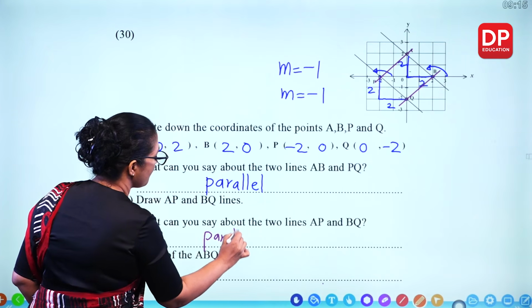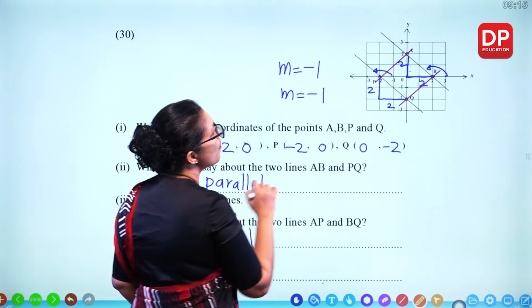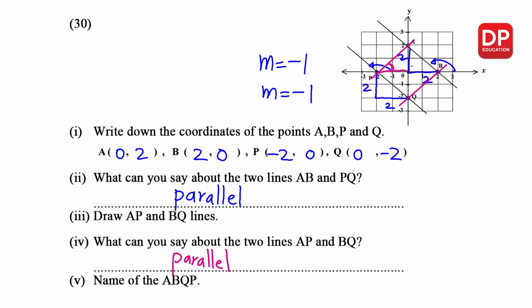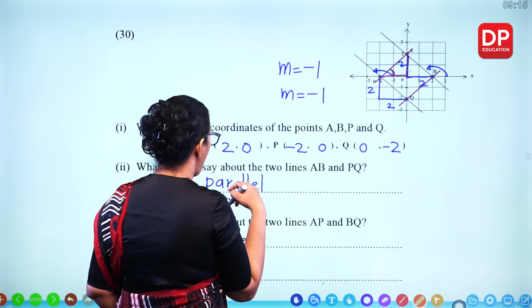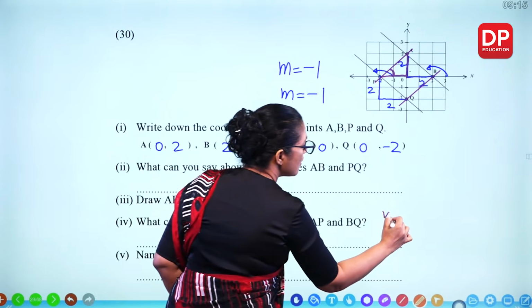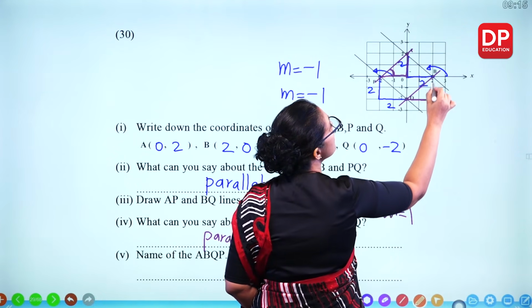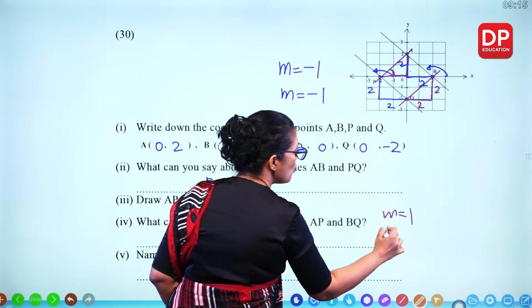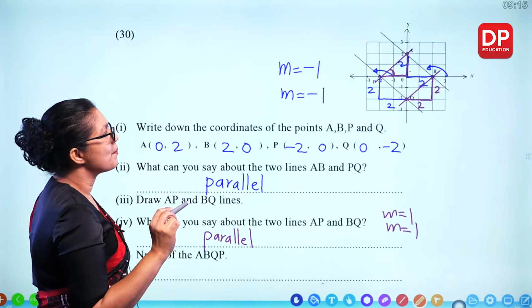You can check with the slope. Here, if this is the triangle, 2 squares and 2 squares, slope is positive 1. Here also, when you take these 2 points, this is 2 and this is 2, 2 divided by 2, positive 1. So the gradients are the same.